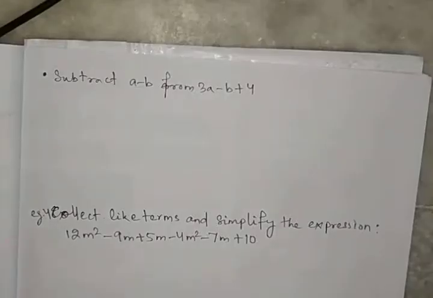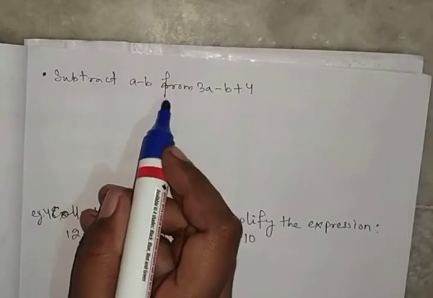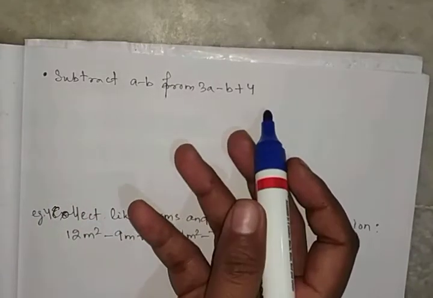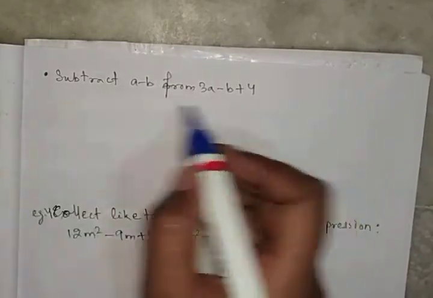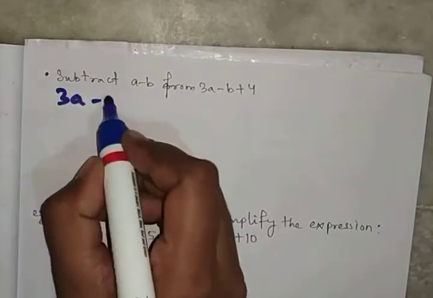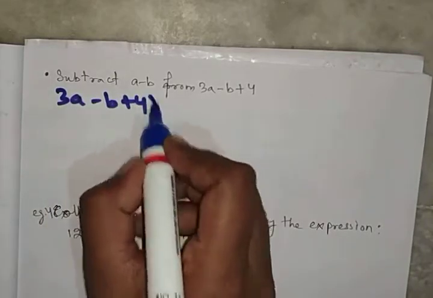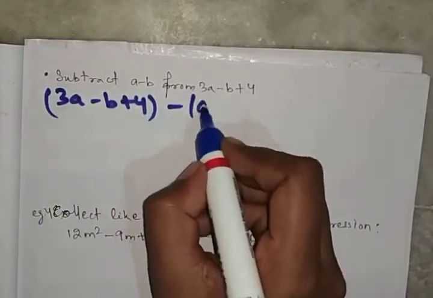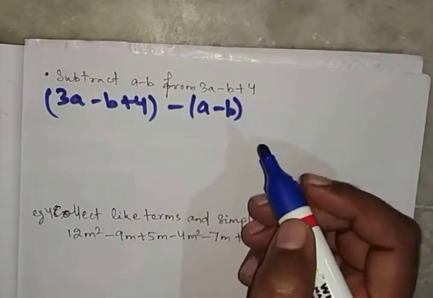Next, subtract a minus b from 3a minus b plus 4. So what will you write? 3a minus b plus 4 minus a minus b. What will you do?